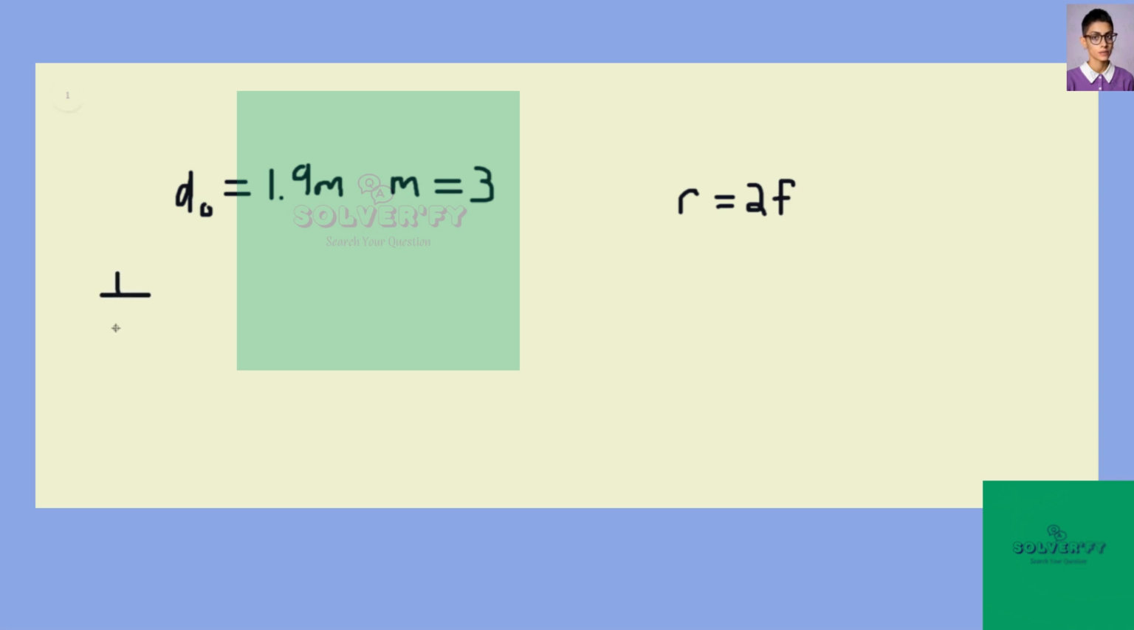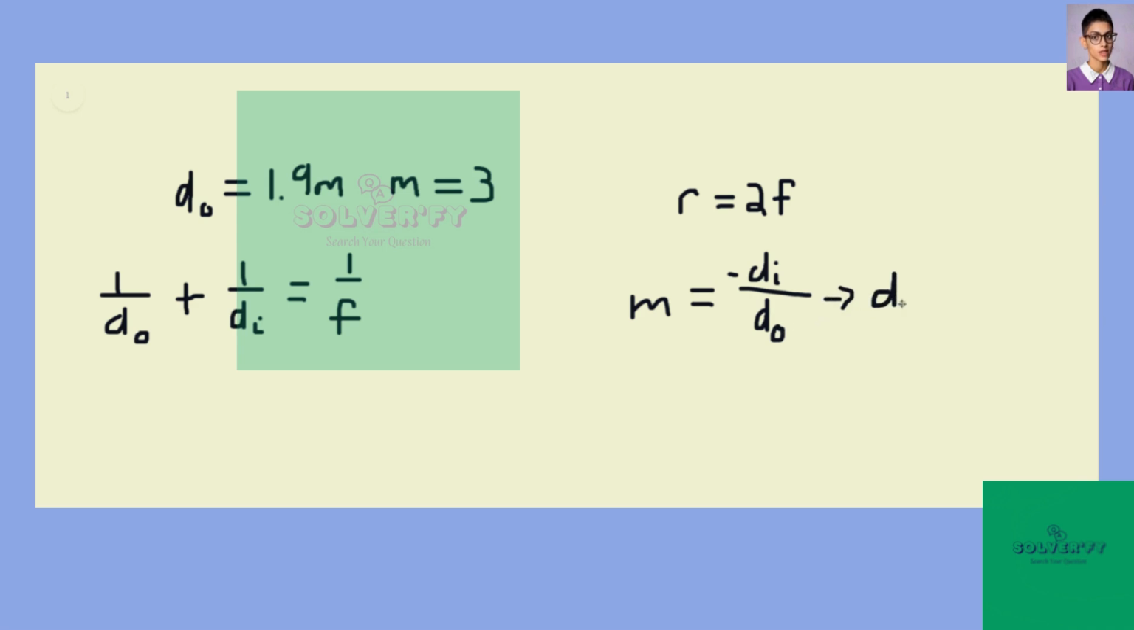To find the focal length, we can use the fact that 1 divided by the distance to the object plus 1 divided by the distance to the image is equal to 1 over f. To find this, we need to find the distance to the image. We can use the magnification to do that, because magnification is equal to negative distance to the image divided by distance to the object. Therefore, the distance to the image is equal to negative magnification times the distance to the object, which are things we both know, so we can substitute that in for the distance to the image.